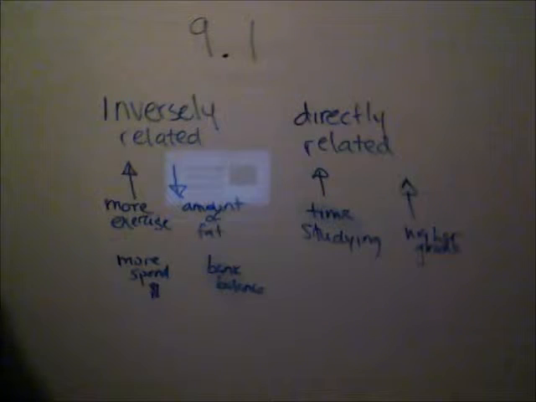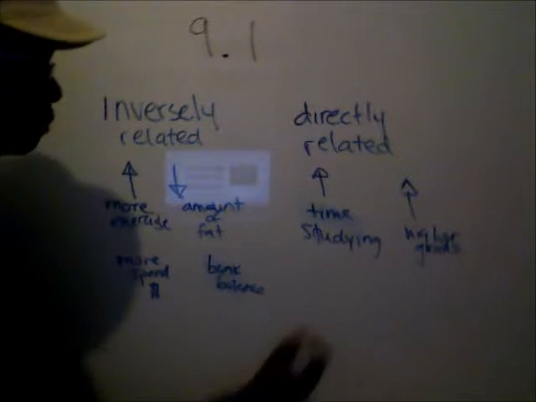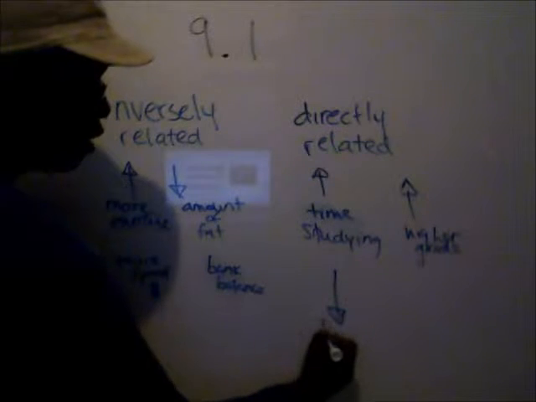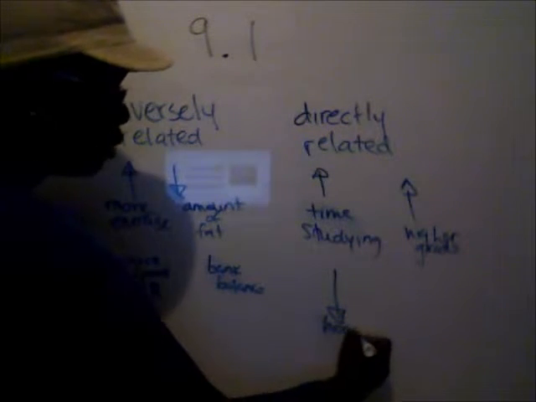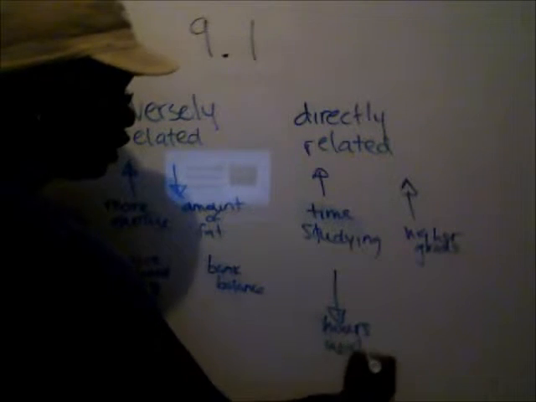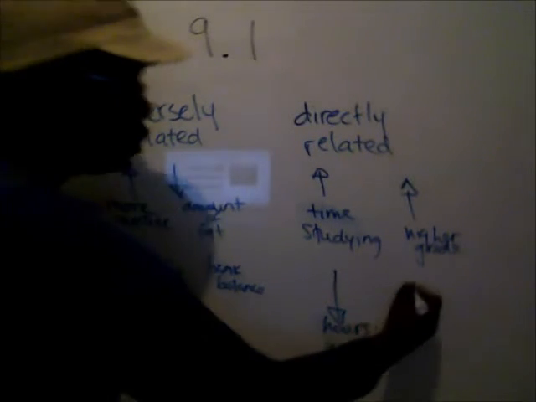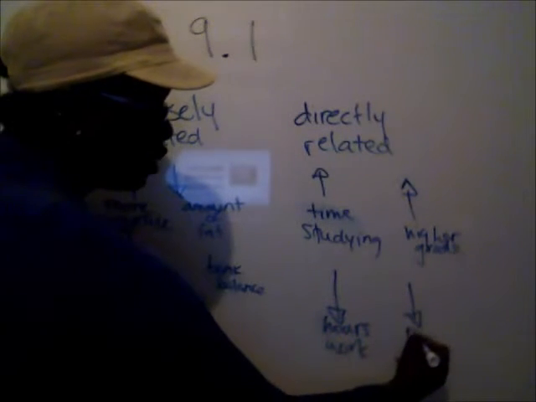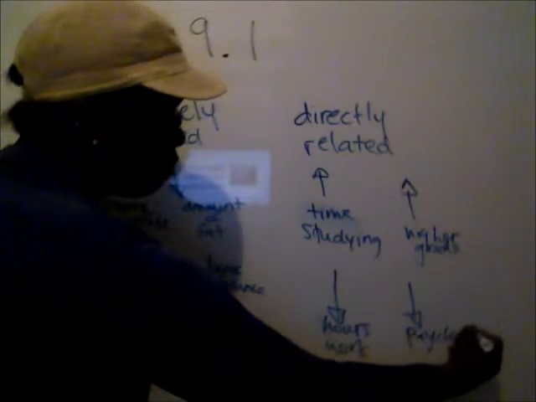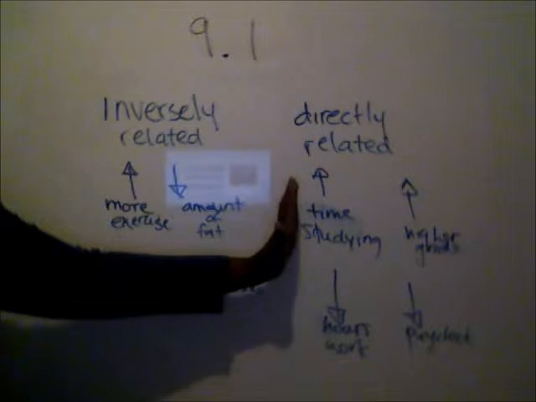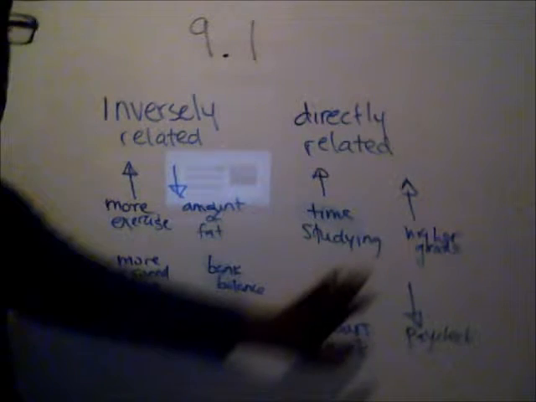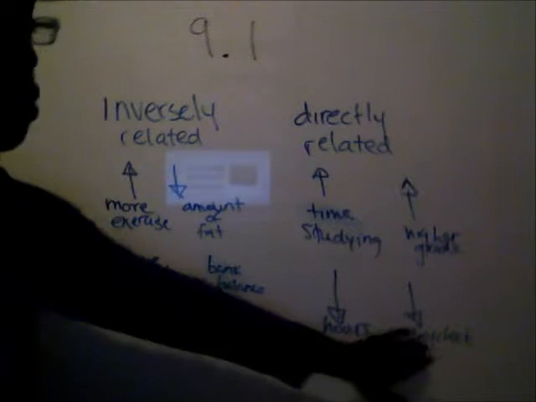Let's say as another example for direct relationships, the time spent working, so hours worked per week. If you decrease the hours that you work per week, you should expect that your paycheck would decrease. So the amount of money you make would decrease. So direct relationships are whenever one increases, the other one also increases, or as one decreases, the other one also decreases.